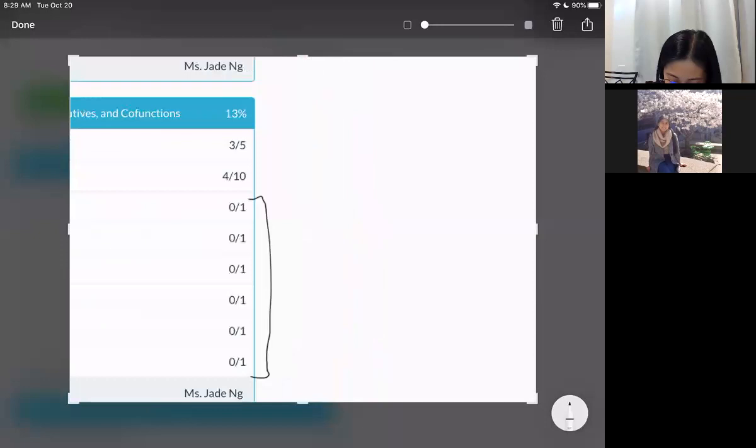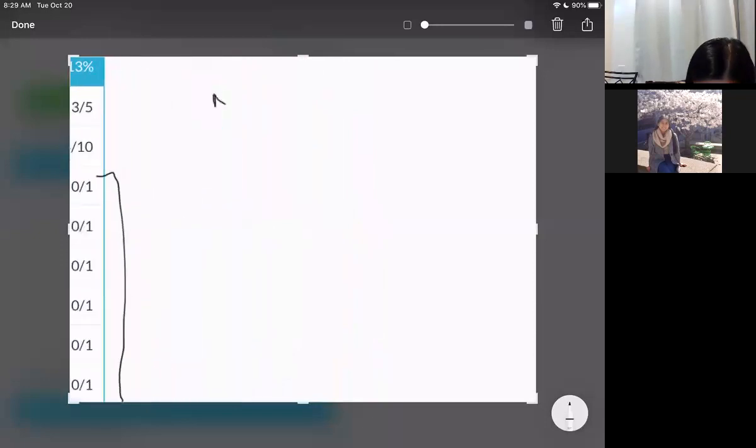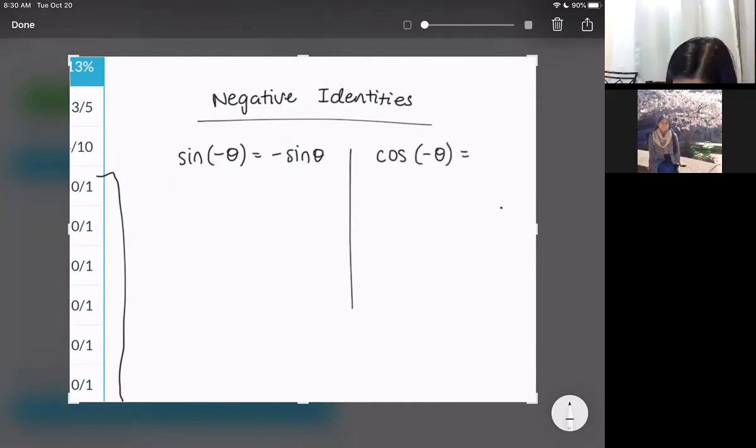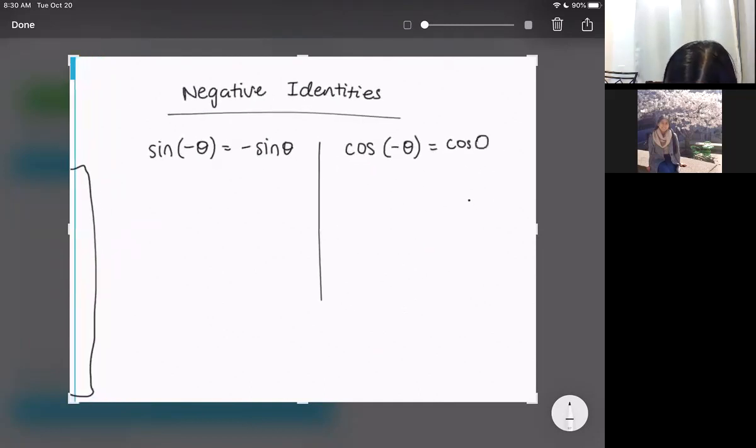So the negative identities. I'm going to write the chart over here. Okay, so we have sine of negative theta is equal to negative sine theta. Just write this down as I write it down. And then we have cosine, I'll make it two columns. Cosine of negative theta is equal to cosine theta. We also have cosecant of negative theta is equal to negative cosecant theta.